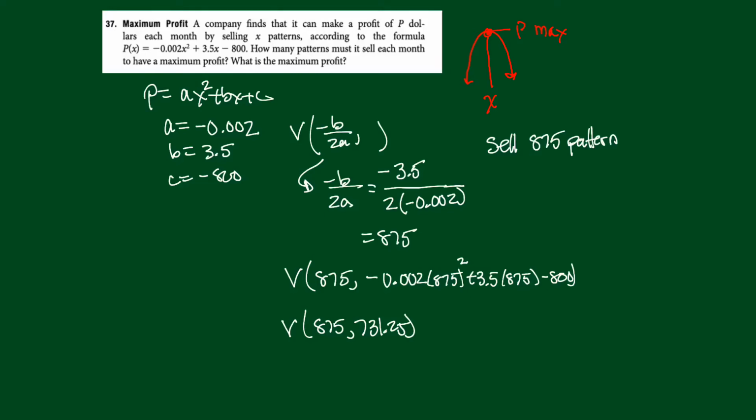So what we have to do to maximize our profit is to sell 875 patterns, and then if we do that, our maximum profit is $731.25.